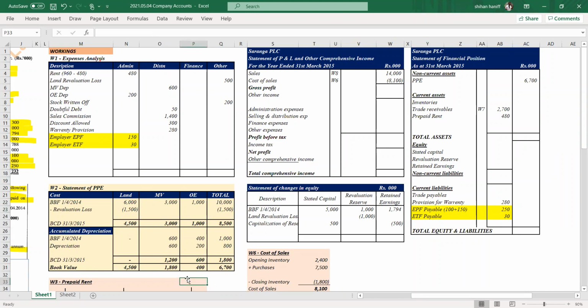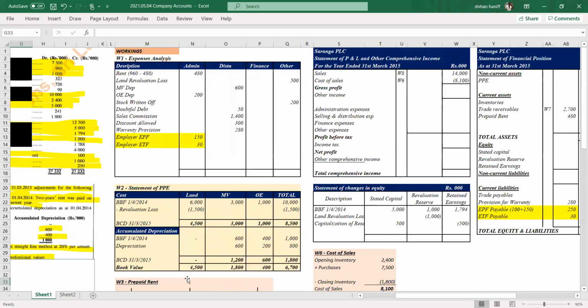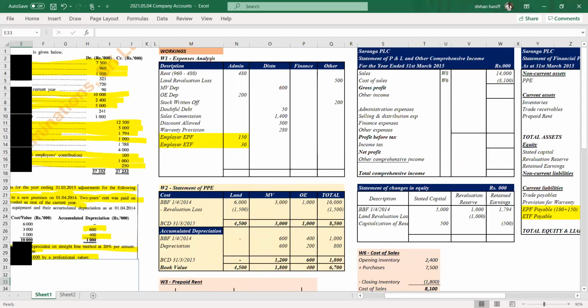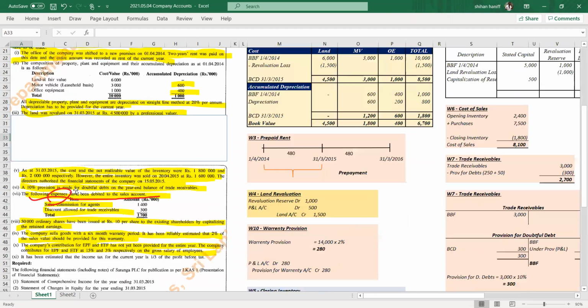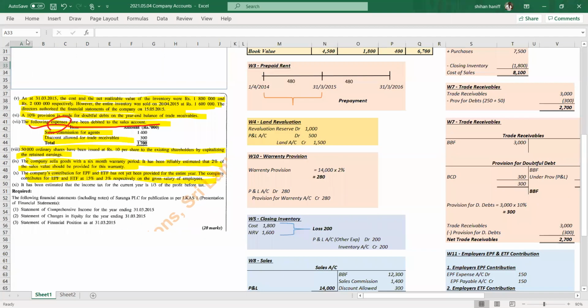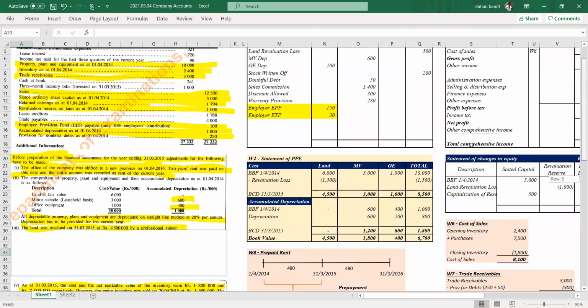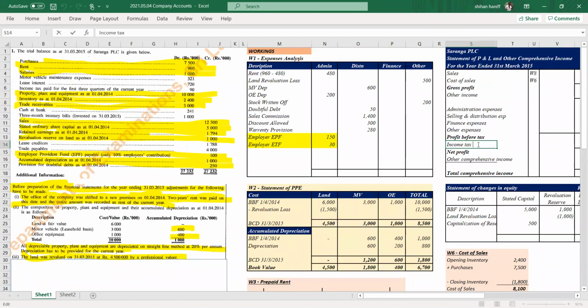Right. Let's do the last adjustment. It has been estimated that the income tax for the current year is 1/3 of the profit before tax. So we have to calculate by taking the profit before tax. Income tax is 1/3.